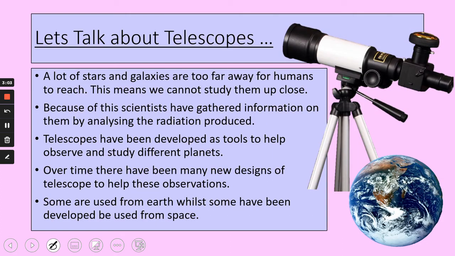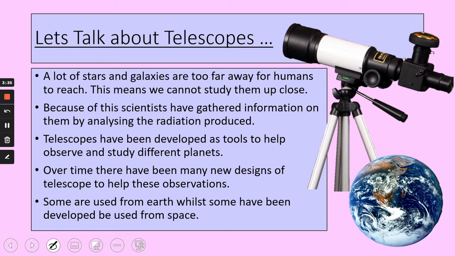Okay, so we're going to talk about telescopes. As we've already mentioned, a lot of stars and galaxies are too far away for humans to reach. We can't just go and travel to see them and study them up close, so we need tools to allow us to study them from Earth. Because scientists have gathered information from radiation, we know a lot about space. Scientists analyse the radiation produced to gather information on planets and the universe.